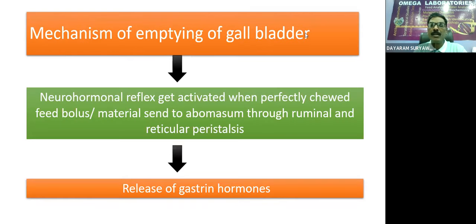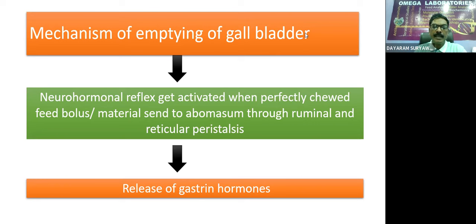The mechanism of emptying of the gallbladder involves a neurohormonal reflex that is activated when the properly chewed bolus or feed material is sent to the abomasum through ruminal and reticular peristalsis. Whenever the animal consumes feed, it goes to the rumen, where it is soaked in water, digestive enzymes, and saliva. Then the bolus comes back to the mouth, is rechewed and sent into the rumen, and the slurry gets pushed towards the reticulum. From the reticulum it is pushed further towards the abomasum.